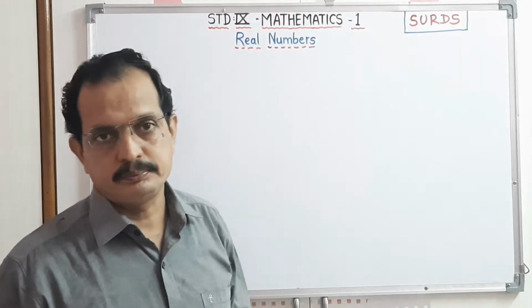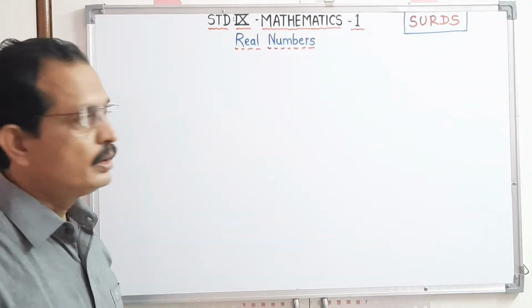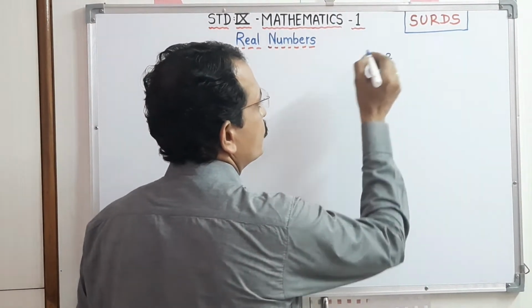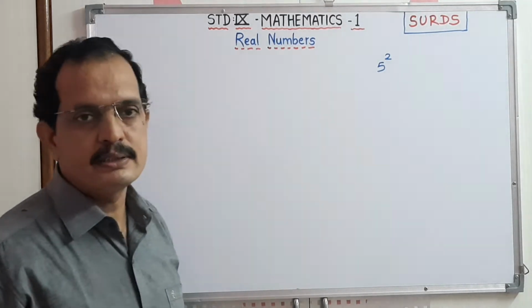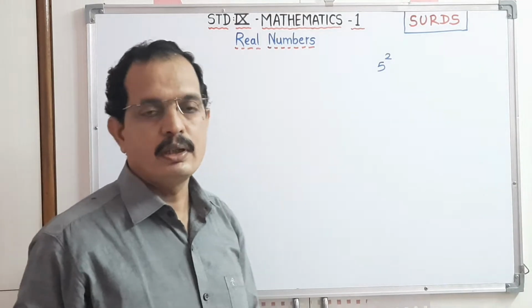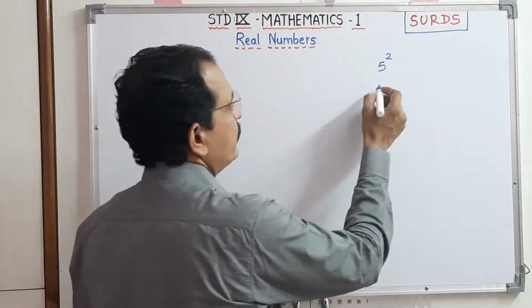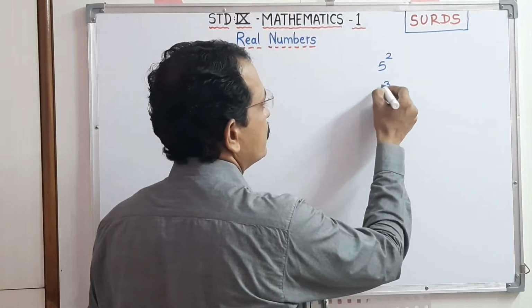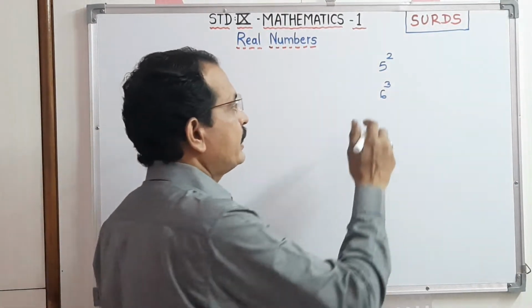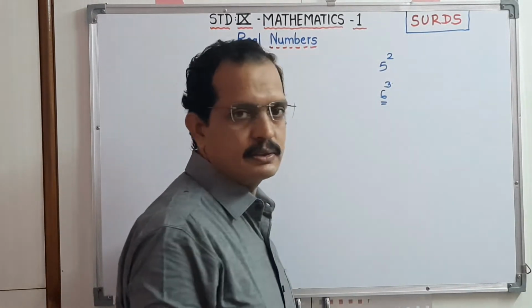In standard 8 we learned about indices. Suppose I write here 5 raised to 2. Here 5 is the base and the index of this 5 is 2. Therefore we read it as 5 square. Suppose I write here 6 raised to 3. That means 6 cube. Like this, this is called the base and this is the index.